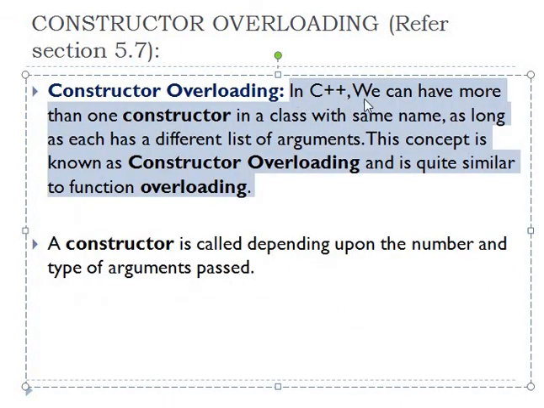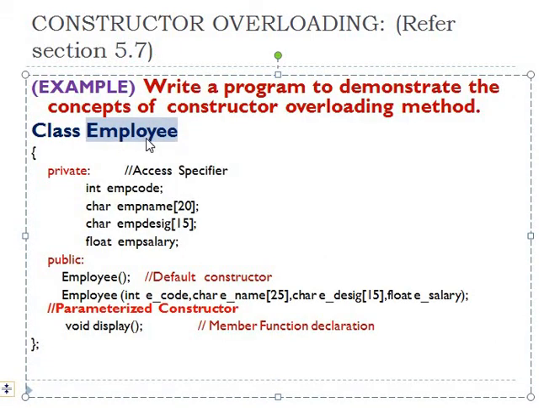So that's what has been said here. We can have more than one constructor in a class with the same name, as long as each has a different list of arguments or parameters. And this concept is constructor overloading. Now for this class named employee, there are 4 private data members, 2 overloaded constructors declared as public, and 1 member function display which is also declared as public.